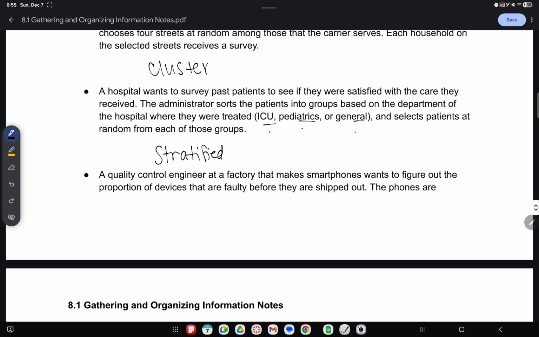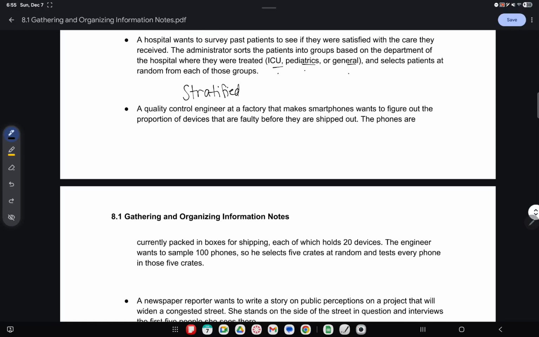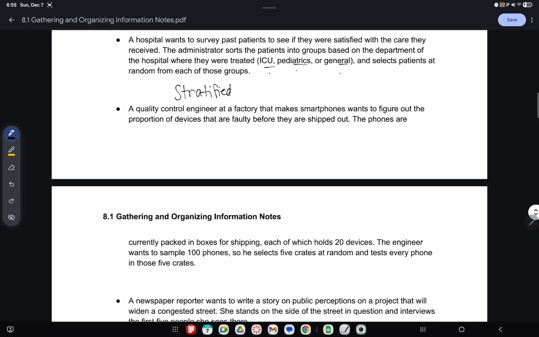A quality control engineer at a factory that makes smartphones wants to figure out the proportion of devices that are faulty before they're shipped out. The phones are currently packed in boxes for shipping, each of which holds 20 devices. The engineer wants to sample 100 phones, so he selects 5 crates at random and tests every phone in those 5 boxes. This is another one where it's a cluster, because you're taking the entire group of them.